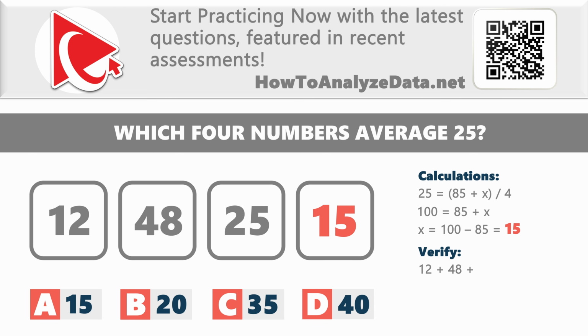12 plus 48 plus 25 plus 15 equals 100. 100 divided by 4 equals 25. It looks like our calculations are correct, and the correct choice here is choice A, 15.